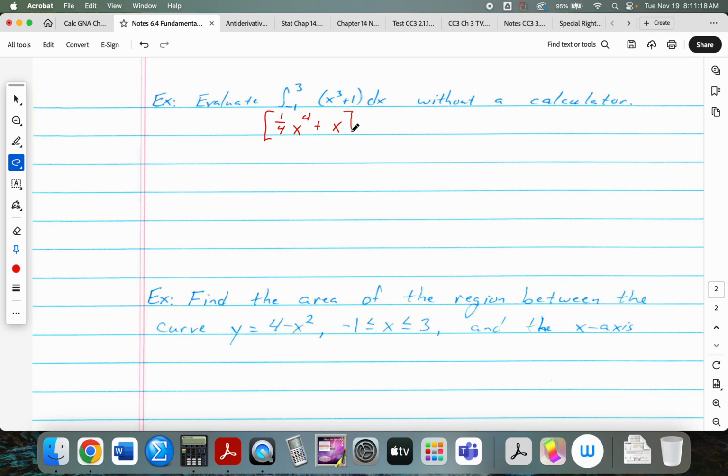And what we'll do is we'll put this in brackets and say we want to evaluate that from 1 to 3. That way you can do the antiderivative and then substitute in and not have to try and do both at once, which can be a little bit overwhelming. Especially later on when we get to some where finding the antiderivative takes a little while. So now this is 1/4 of 3 to the 4th plus 3 minus 1/4 of 1 to the 4th plus 1.